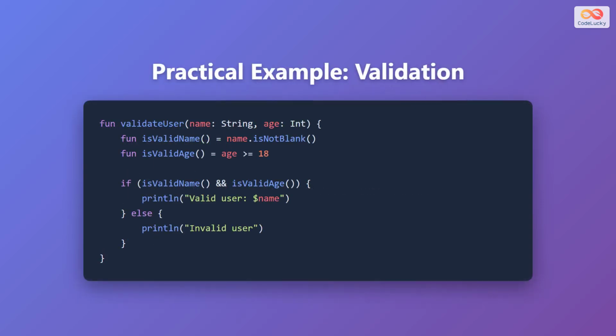Here's a practical example using validation logic. The validateUser function accepts a name and age. Instead of writing complex validation conditions inline, we create two local functions, isValidName and isValidAge. The isValidName function checks if the name is not blank, while isValidAge checks if the age is 18 or greater. Both local functions can directly access the outer function's parameters. Then we simply call these local functions in our if condition, making the code much more readable and maintainable. This approach keeps validation logic organized and reusable within the function scope.